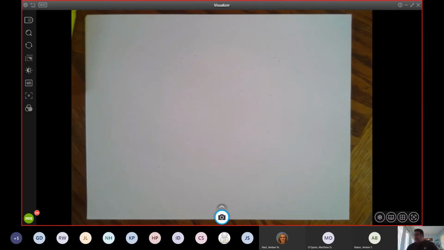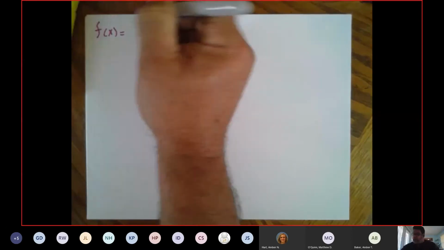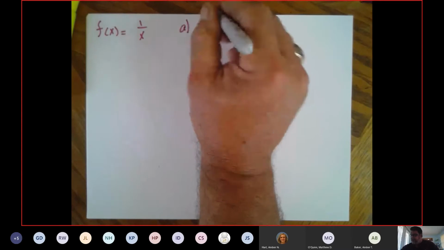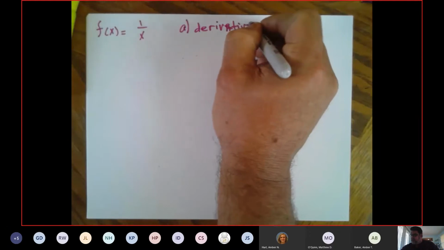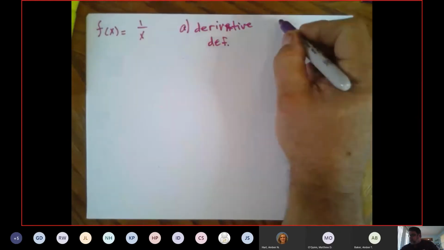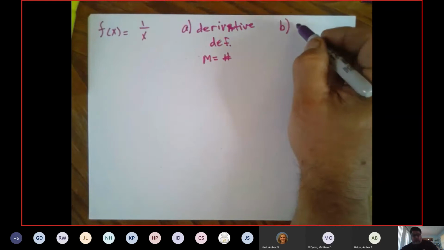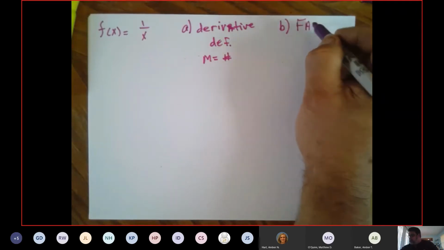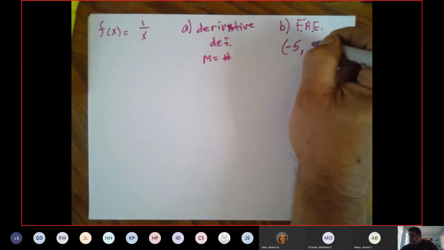Okay? So with that being said, the first question we got is, with the difference quotient, f of x is equal to 1 over x. And A, I want you to find the derivative using the definition of a derivative. That's going to give you the slope, of course. And B, I want you to give me the equation. Find an equation at -5, comma, -1/5.